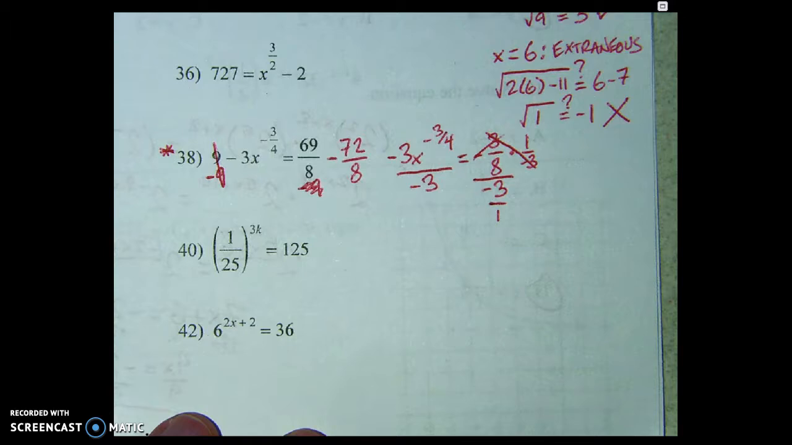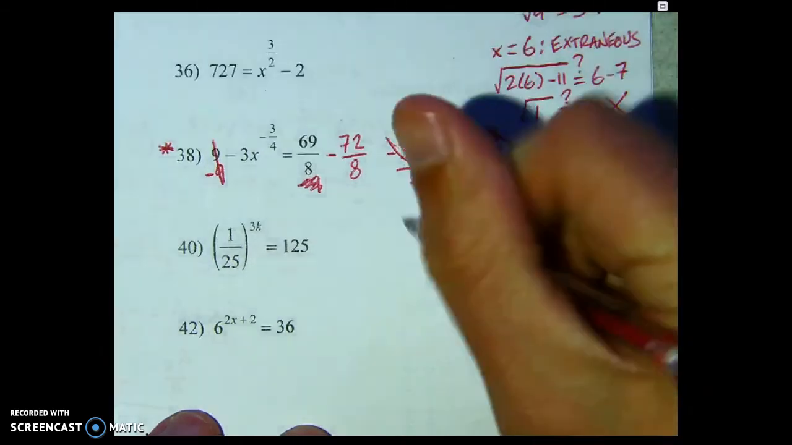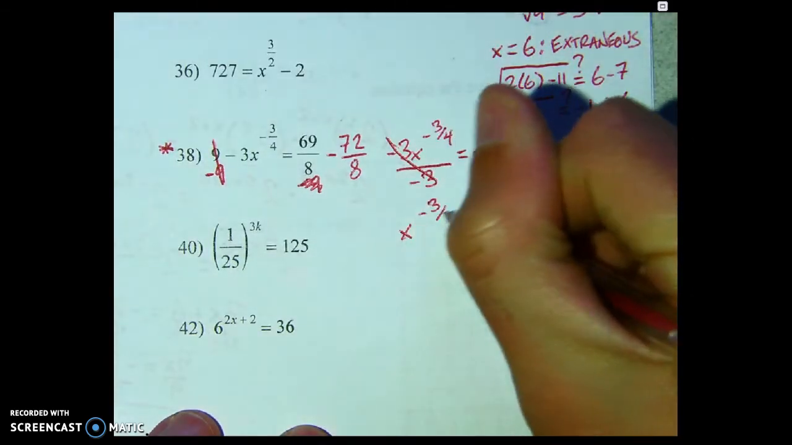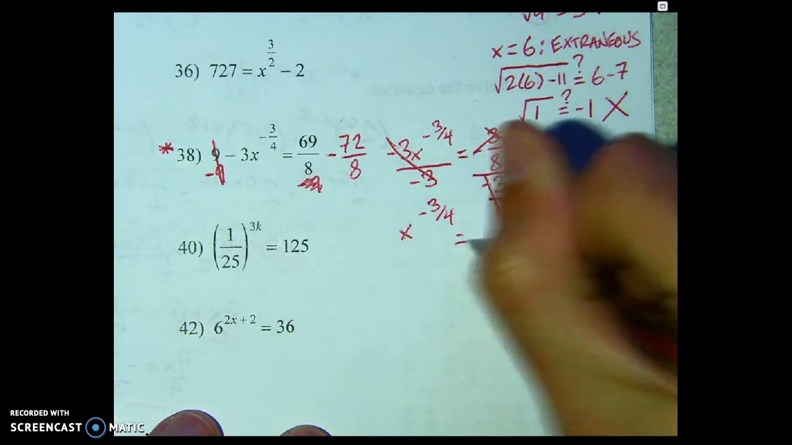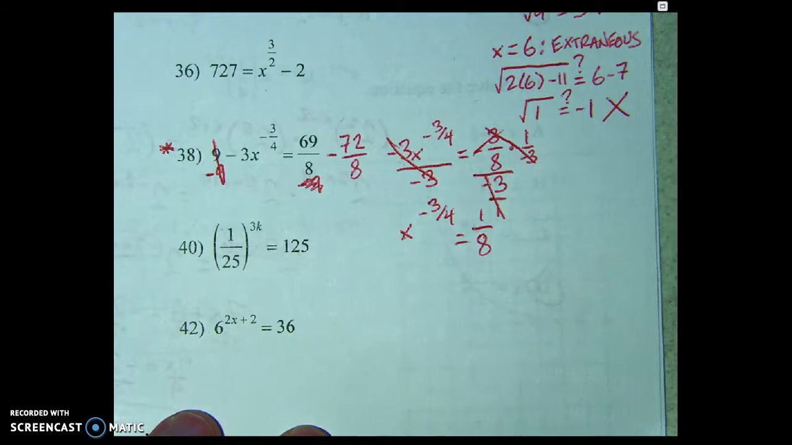Perhaps consider rewatching, back it up a little bit if you need to. What's going to happen here is we're left with x to the negative 3/4 equals 1 over 8. Okay, x to the negative 3/4 equals 1 over 8.